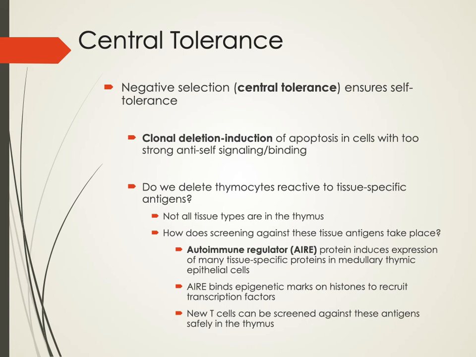Autoimmune regulator, or AIRE, is an important protein in this process because it actually causes the thymus to produce proteins so that they can then be processed and presented on MHCs. There are mouse models that have mutations or deletions of AIRE, and so they are used to study this process.